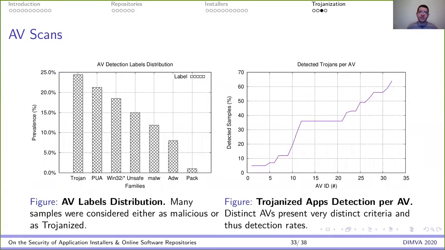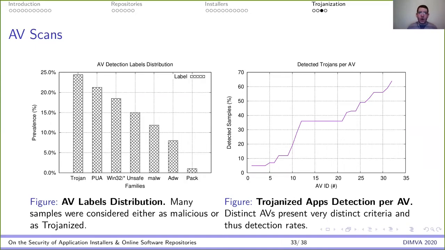And to verify what's going on with Trojanization, we submitted all downloaders to VirusTotal and retrieved the detection labels and detection rates. What I discovered, shown in the first graph, is that 1 out of 3 of the installers was detected by at least one VirusTotal AV, which was surprising to me because I consider this rate very high.